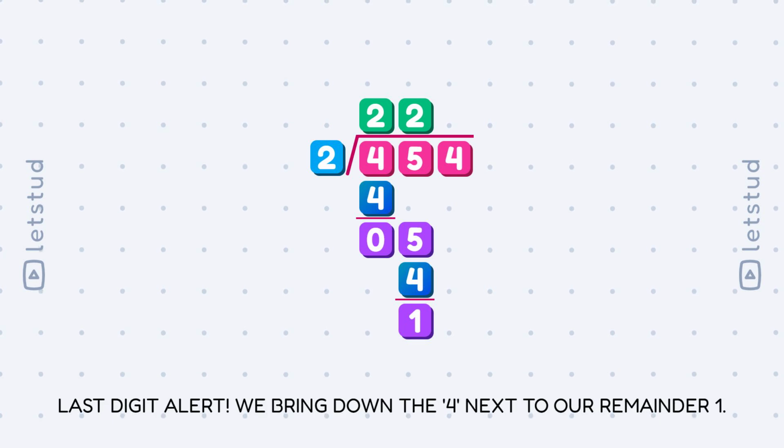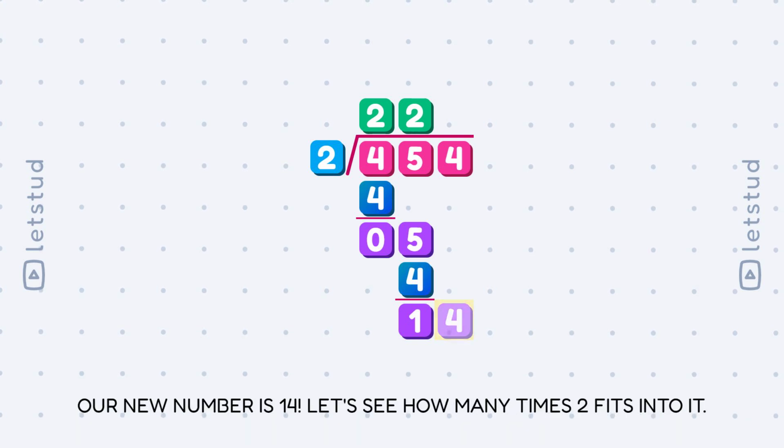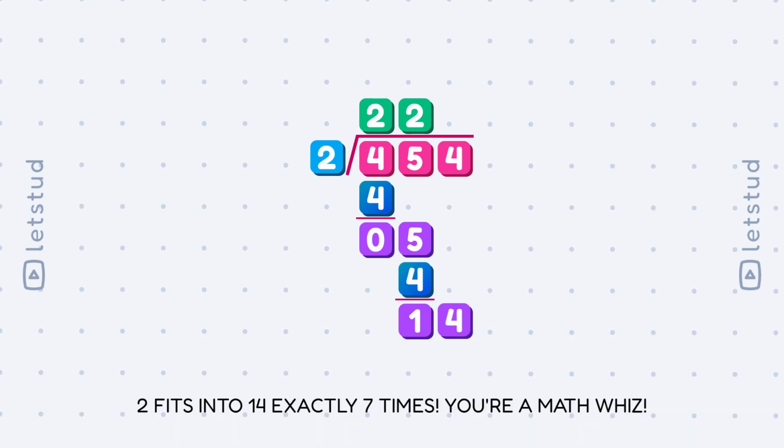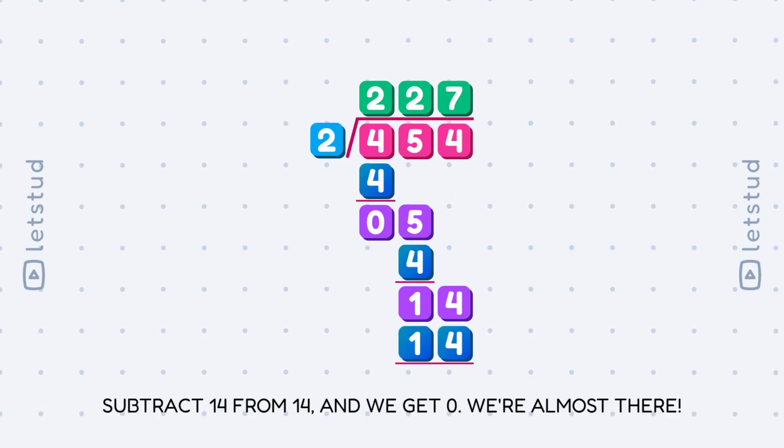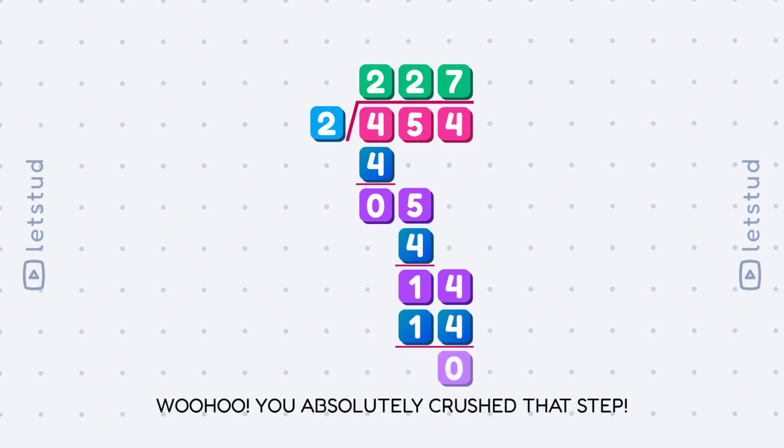Last digit alert, we bring down the 4 next to our remainder 1. Our new number is 14, let's see how many times 2 fits into it. 2 fits into 14 exactly 7 times, you're a math whiz. Time to check: 7 times 2 equals 14, exactly right. Subtract 14 from 14 and we get 0, we're almost there. Woohoo, you absolutely crushed that step.